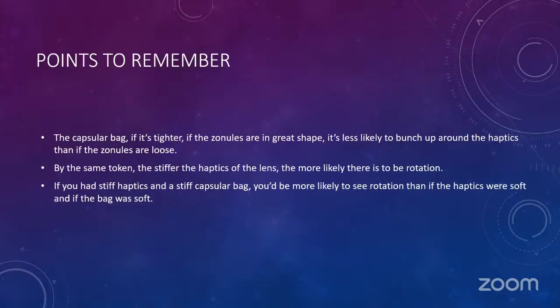Now, points to remember: if the capsular bag is tight and the zonules are in good shape, it is less likely to bunch up around the haptics than if the zonules are loose. By the same token, the stiffer the haptics of the lens, the more likely there is to be rotation. So if you have a stiff haptic and a stiff capsular bag, you will see more rotation than if the haptics were soft and the bag was soft.